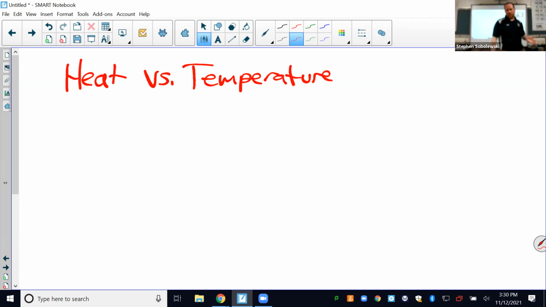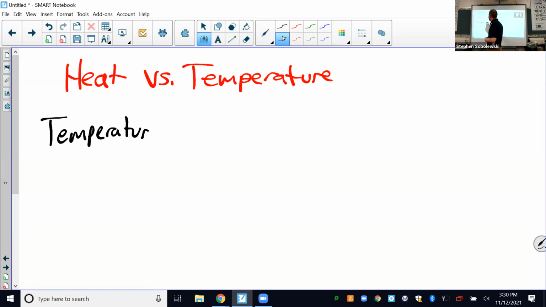Let's talk about temperature first. And you should know this from unit two. What is temperature? Well, a good elementary school definition would be how hot something is or how cold something is. Well, we know more about temperature now after we finish unit two. Temperature is a measure of how fast the particles are moving. It's about their movement. And we can even go into a little more detail here. When it comes to temperature, we can call this the average kinetic energy of the particles.